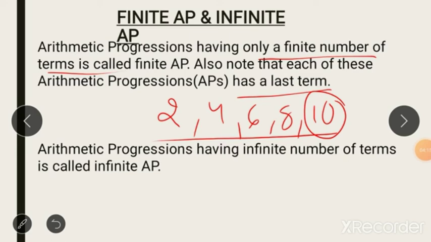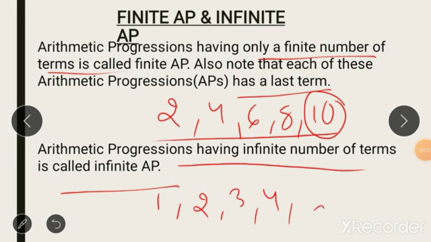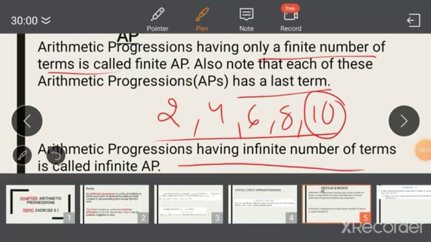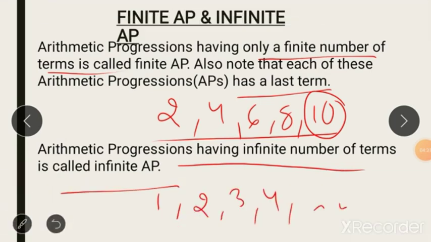An infinite arithmetic progression has an infinite number of terms. If I take the natural numbers, 1, 2, 3, 4, and so on, it keeps going on. So that was an infinite arithmetic progression.